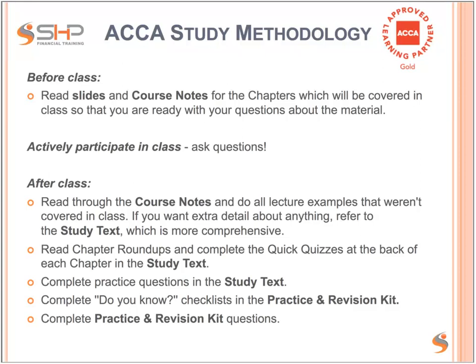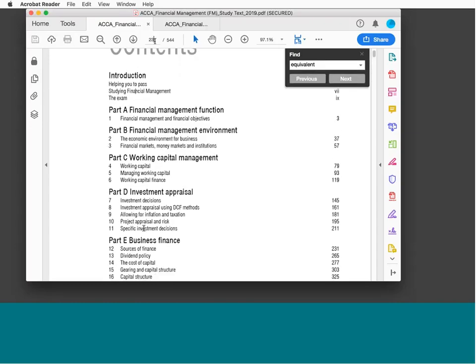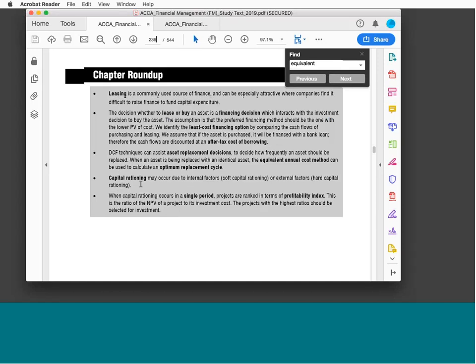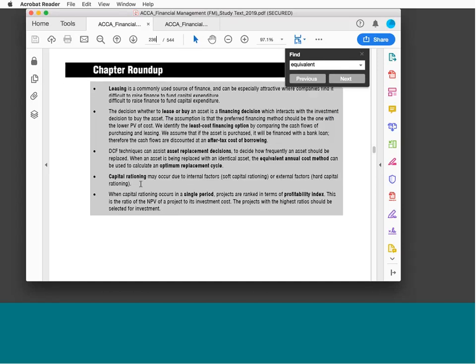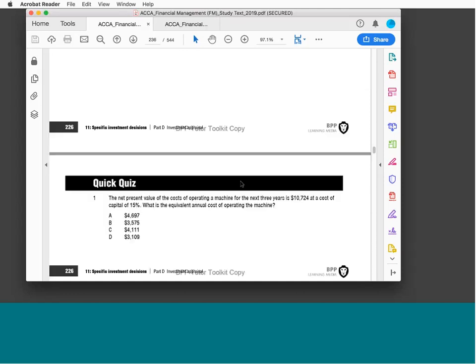Okay, and I will briefly show you the material so that you know how to navigate it. Okay, so starting with the study text. We'll just look, for example, at chapter 11. The chapter roundup is actually on page 236, I checked earlier. So read through the chapter roundup, just to recap, to check your memory, make sure you remember what was covered in that chapter, and then do the quick quiz.